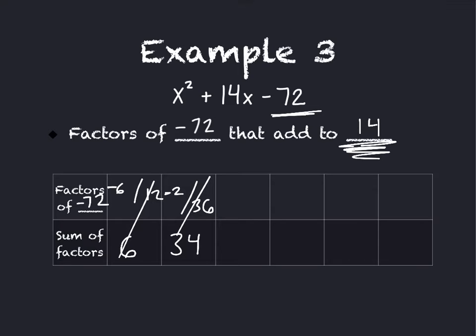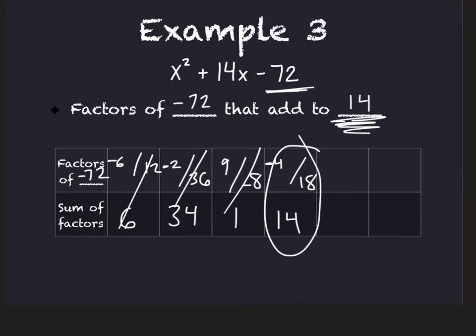What are some other factors of negative 72? 9 and 8. The smaller one has to be negative. So 9 minus 8 gives us 1. That doesn't work. 4 and 18. Which one's negative? The 4. So negative 4 plus 18? 14. It's exactly what we're looking for. So negative 4 and positive 18 work.